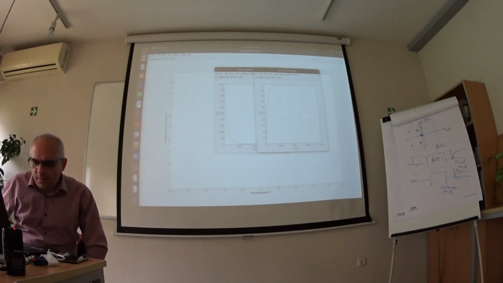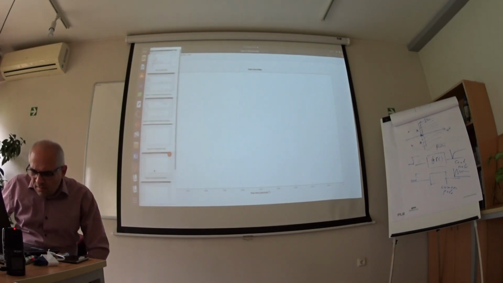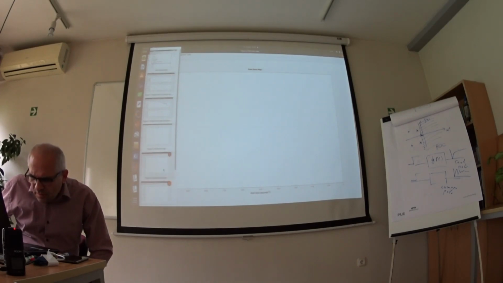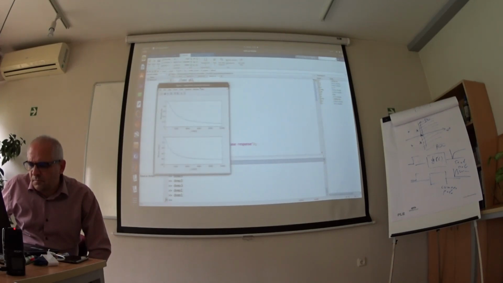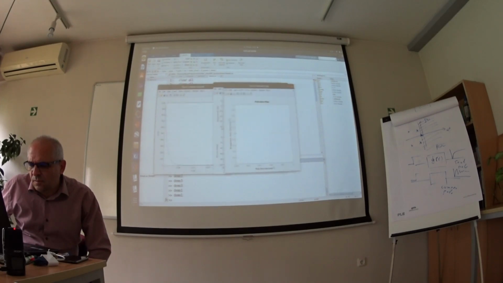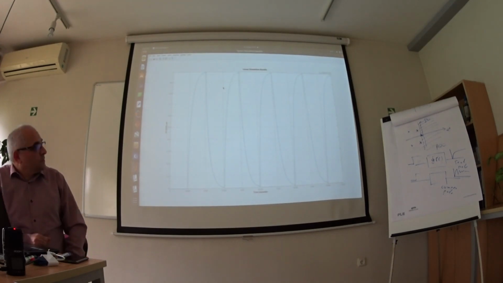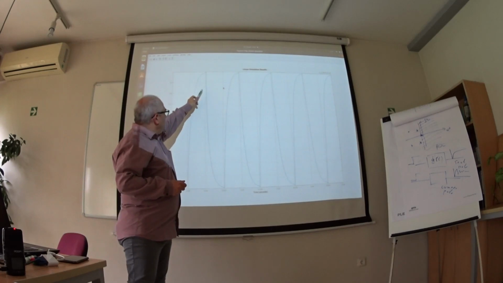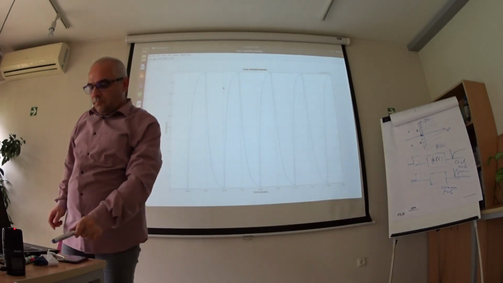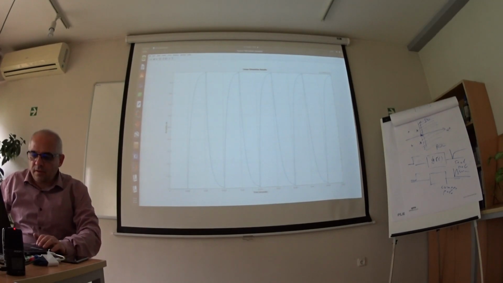When we apply a rectangular pulse train to the input, the output is the blue one. So the system behaves like an integrator.